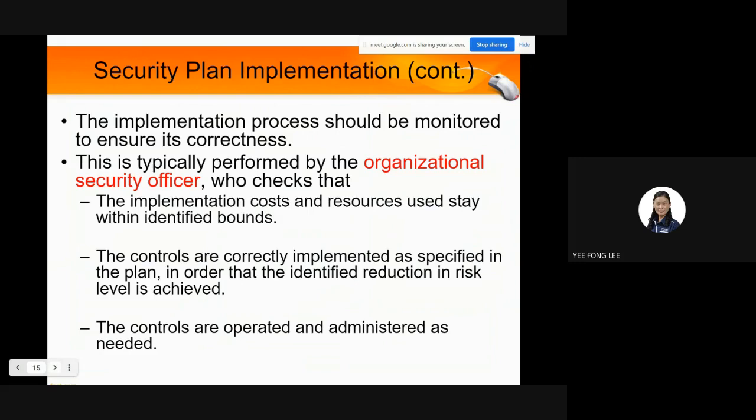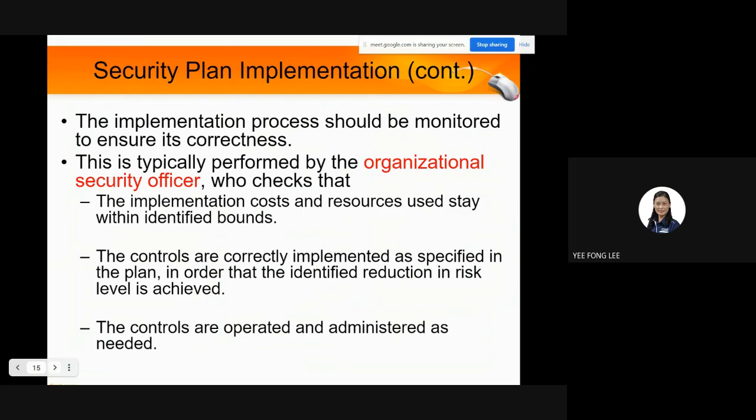So we look at the next slide here. The implementation process should be monitored to ensure the correctness. This is typically performed by the organizational security officer, the one that I highlighted.